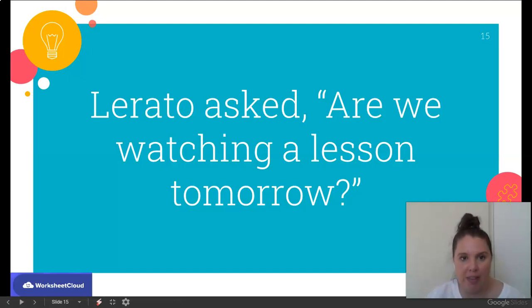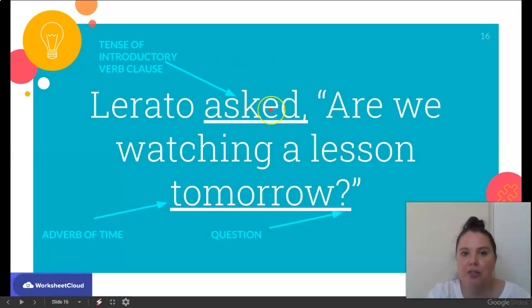Now let's look at what happens if you're given, as an example, a question. Loratu asked, "Are we watching a lesson tomorrow?" Loratu asked is our introductory verb clause, past tense, so we know the change will be past tense. Now, we can't say Loratu asked that, it doesn't make sense. So where you've always inserted that, if it is a question sentence, you are going to use if or whether.